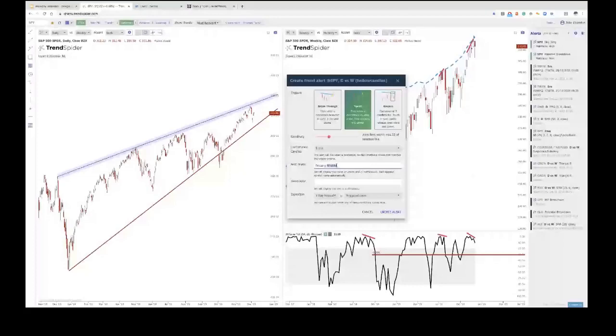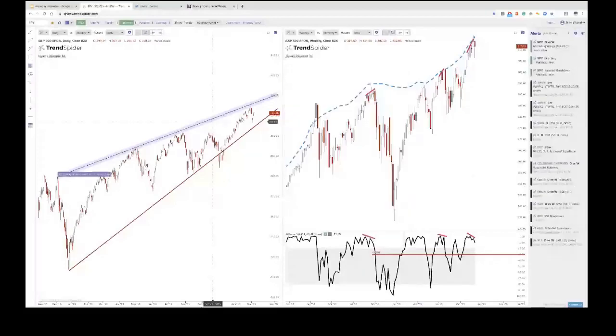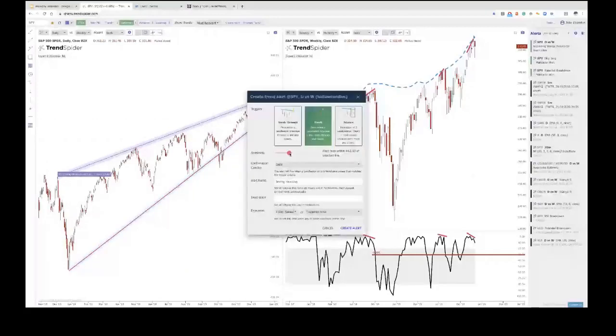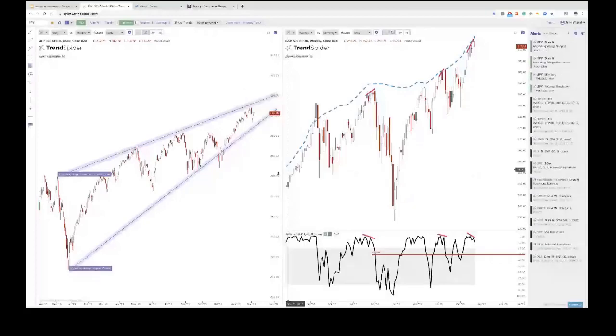I can name this ascending wedge resistance, have it expire in, let's say, 20 days, and have it trigger one time. Then I create the alert. It's locked on the chart, and I can quickly do that for the other side as well. A touch with, let's say, medium sensitivity here. We'll do ascending wedge support, have it expire in 20 days, triggered one time, and then we can move on with our day.